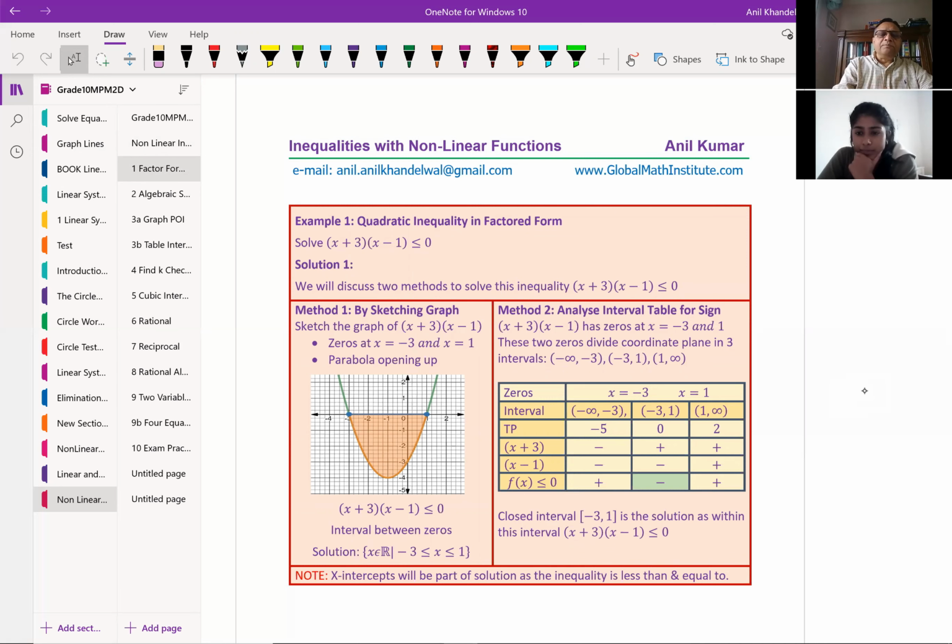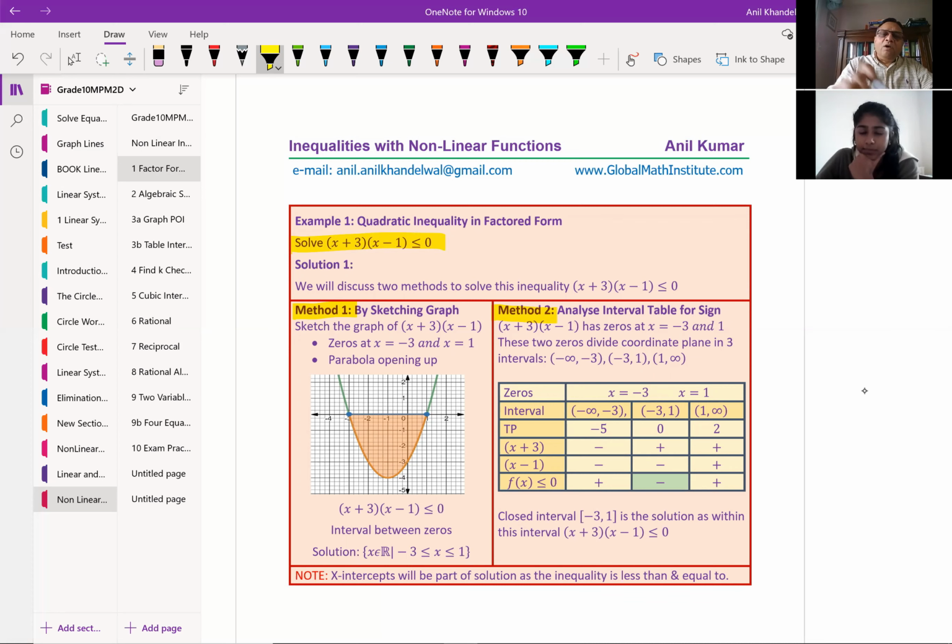So the very first one is to solve a factored form of quadratic inequality, which is x plus 3 times x minus 1 less than or equal to 0, right? So that is what we have. Now here, as you can see, I will discuss two methods with you, method 1 and method 2. Method 1 is by sketching a graph, and method 2 is to analyze an interval table for sign. Now, these two methods are very general methods to solve any inequality. So as we move along, the methods which we are discussing now will be very useful, correct?